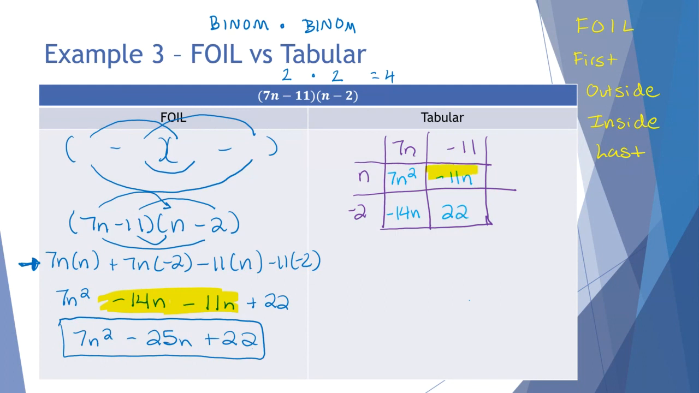And just like the other time with the table, our diagonals here are like terms. And so when I write my answer, we've got 7n squared. Then I can combine my diagonals. That gives me negative 25n, then plus 22. Same answer. It's just a different way of organizing it.